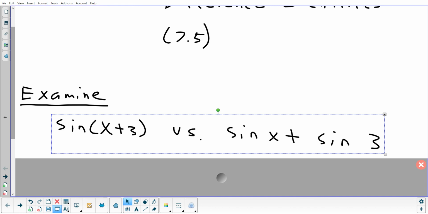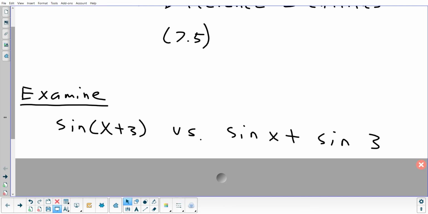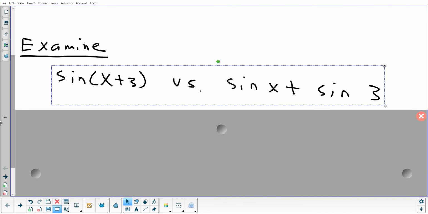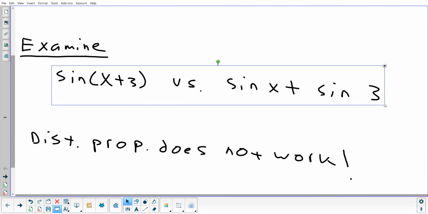Now, what happens when you add something on the end of the function? What kind of transformation is that? Yeah, Jack? Vertical shift. So these aren't even the same thing just based on thinking about transformations. This is a shift left. This one over here is a shift up, and it's not even a shift up 3. It's a shift up sine 3. So the point is, these two things are not the same. You can't distribute the word sine like this was a number in the front and use the distributive property. That doesn't work.